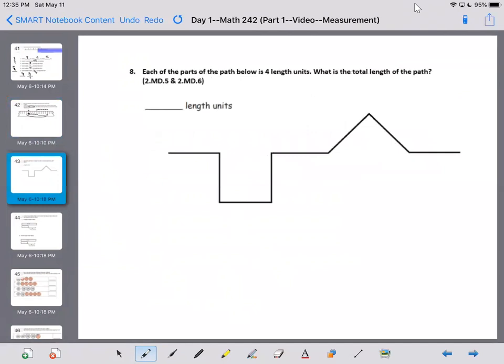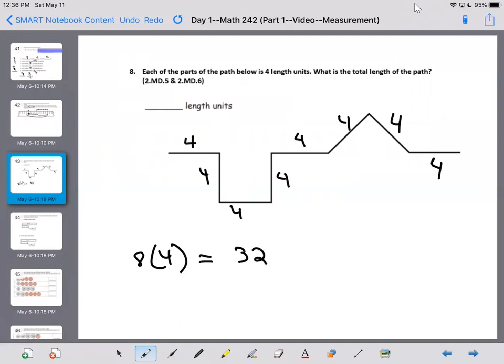Looking at the next one, each part of the path below is 4 length units. So we don't know what this exactly measures, but we're saying that each one is 4. So students could label that if they'd like. And then we see how many groups of 4. We've got 8 groups of 4. And so that would be 32, or a student might be working fluently and know 8 times 5 is 40, and we just back up a group of 8, and so we're at 32.